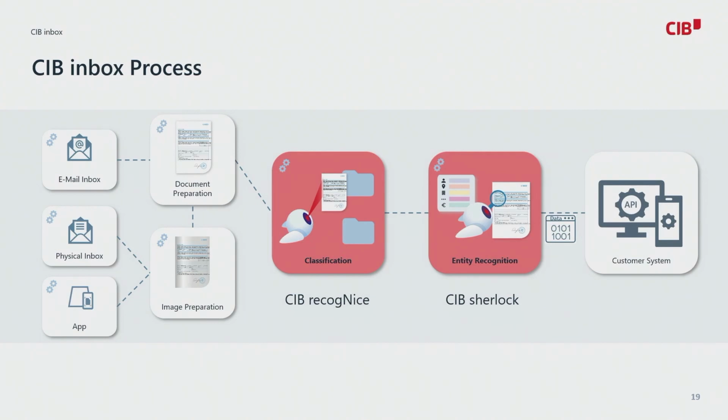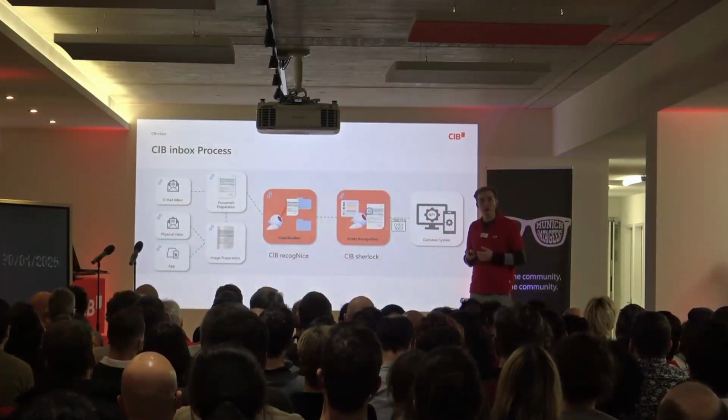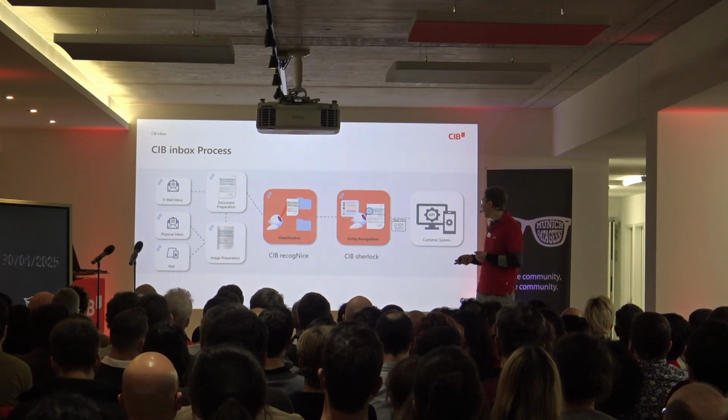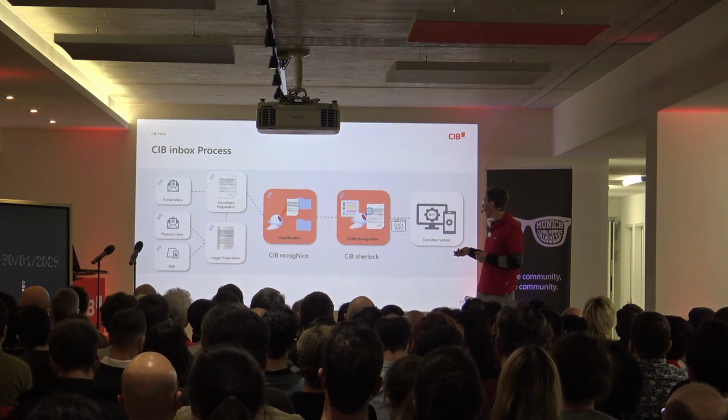We have two big AI modules working there, and I want to introduce you to both of them, but my talk is mostly about the first one. CIB recognize, our classification system. After documents are classified, so you found out what type of document it is, for example, it could be a salary statement, or it could be a driver's license. There are a lot of different documents that could be in use. You can use a special extraction tool that is fitting to this particular document. And this is the second part.